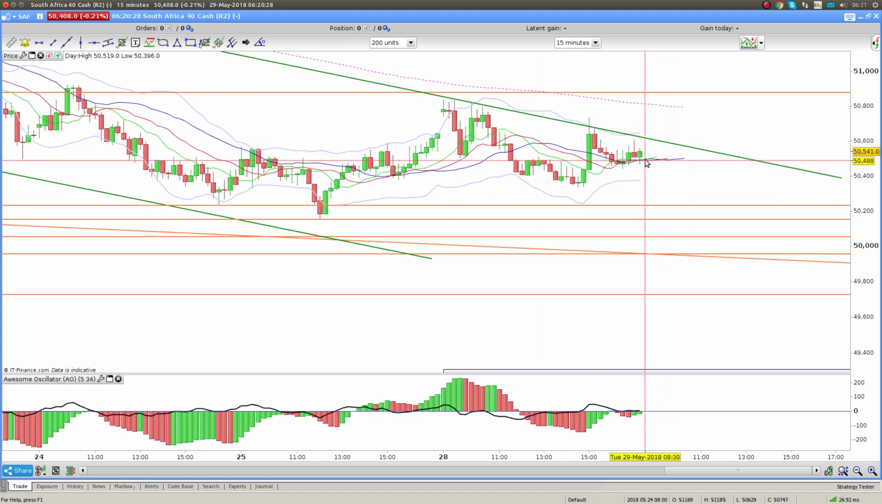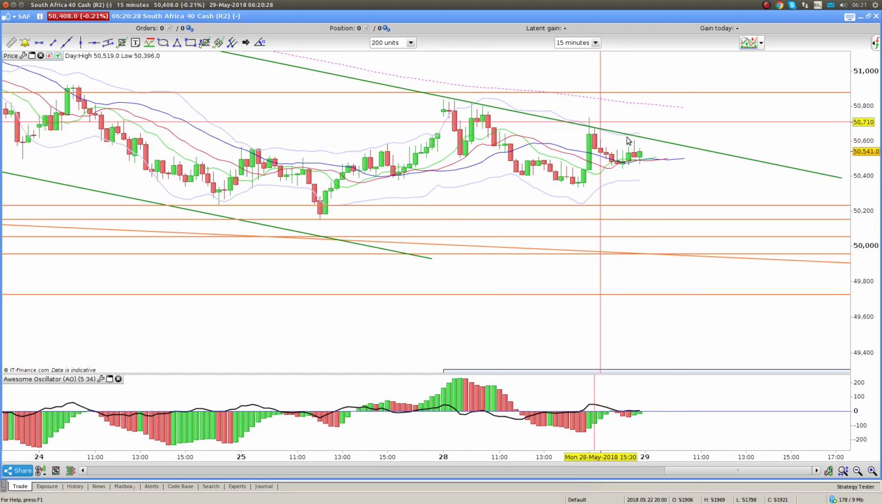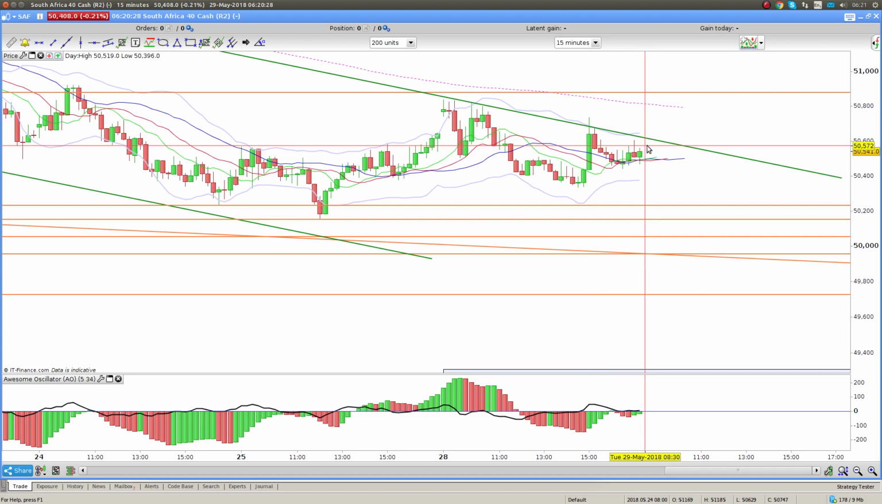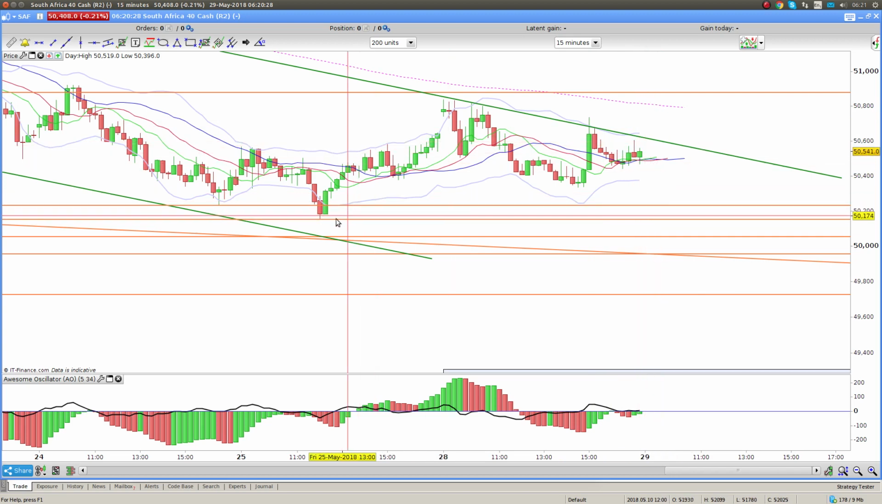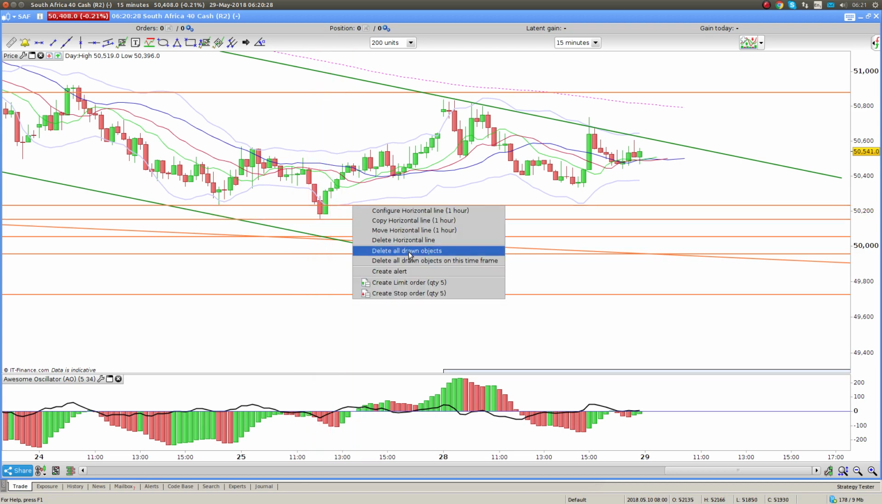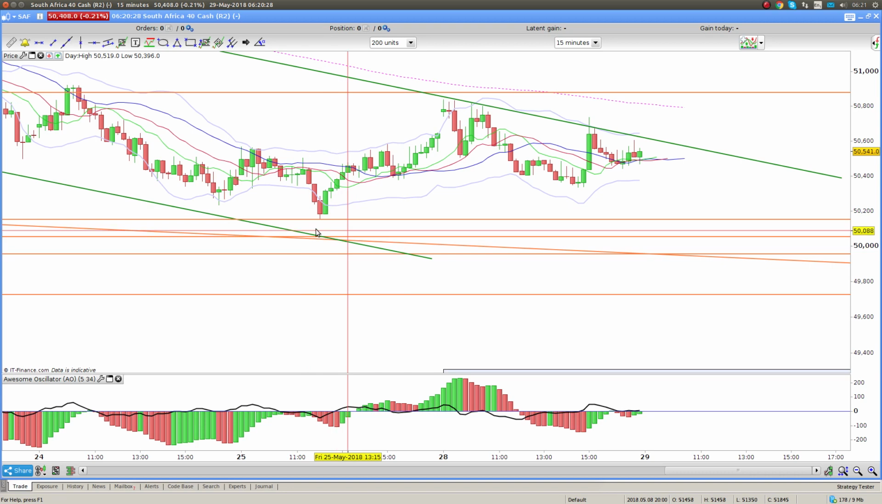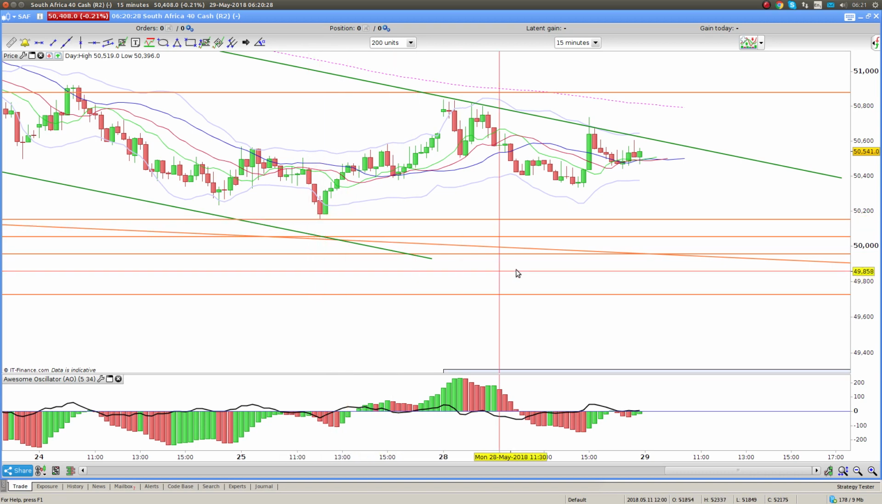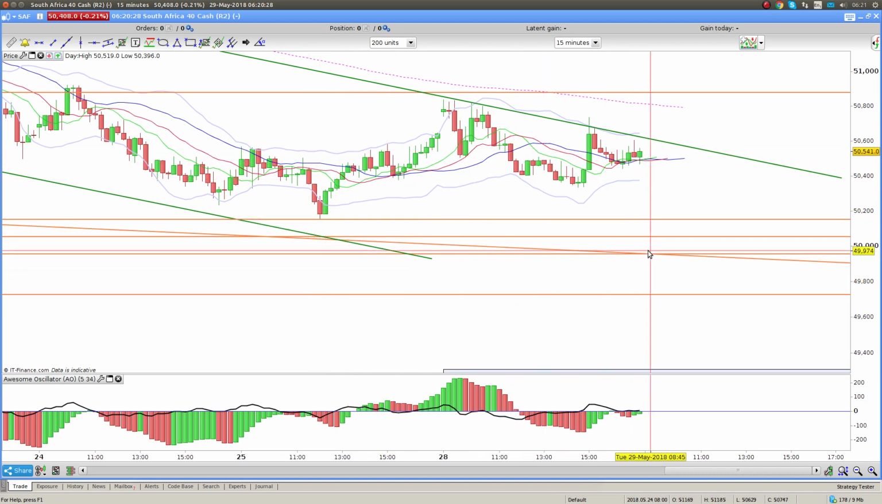What we could do as well, we could bounce up. And if we do bounce up and fail to break these two levels here, it'll be a worthwhile position to get in short and play the short down first to this level. And you can see now by fine tuning, I can delete that line already because that's the level there we need to worry about. So then you can play the short back down to these levels here.